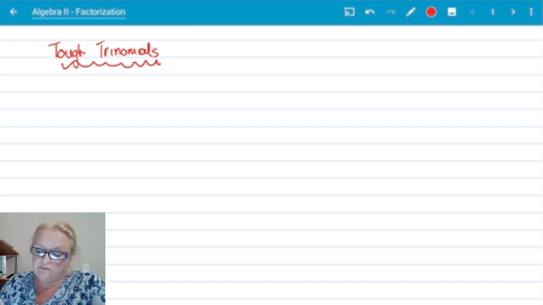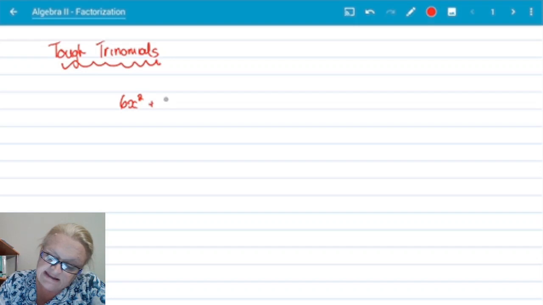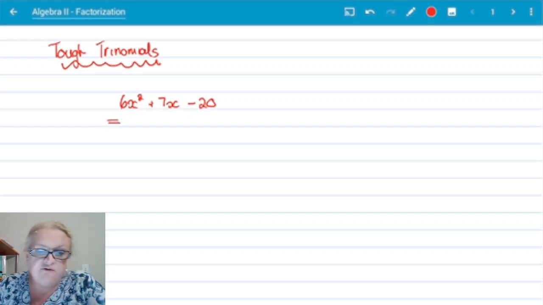All right? Let's start. 6x squared plus 7x minus 20. Now, what qualifies this guy as being a tough trinomial? He has a leading coefficient that is not a 1. So had that been a 1, it would have been an easy trinomial and we could have done the easier method. But this is not a 1, and therefore we're going to follow the tough trinomial method. I call it the sausage method.